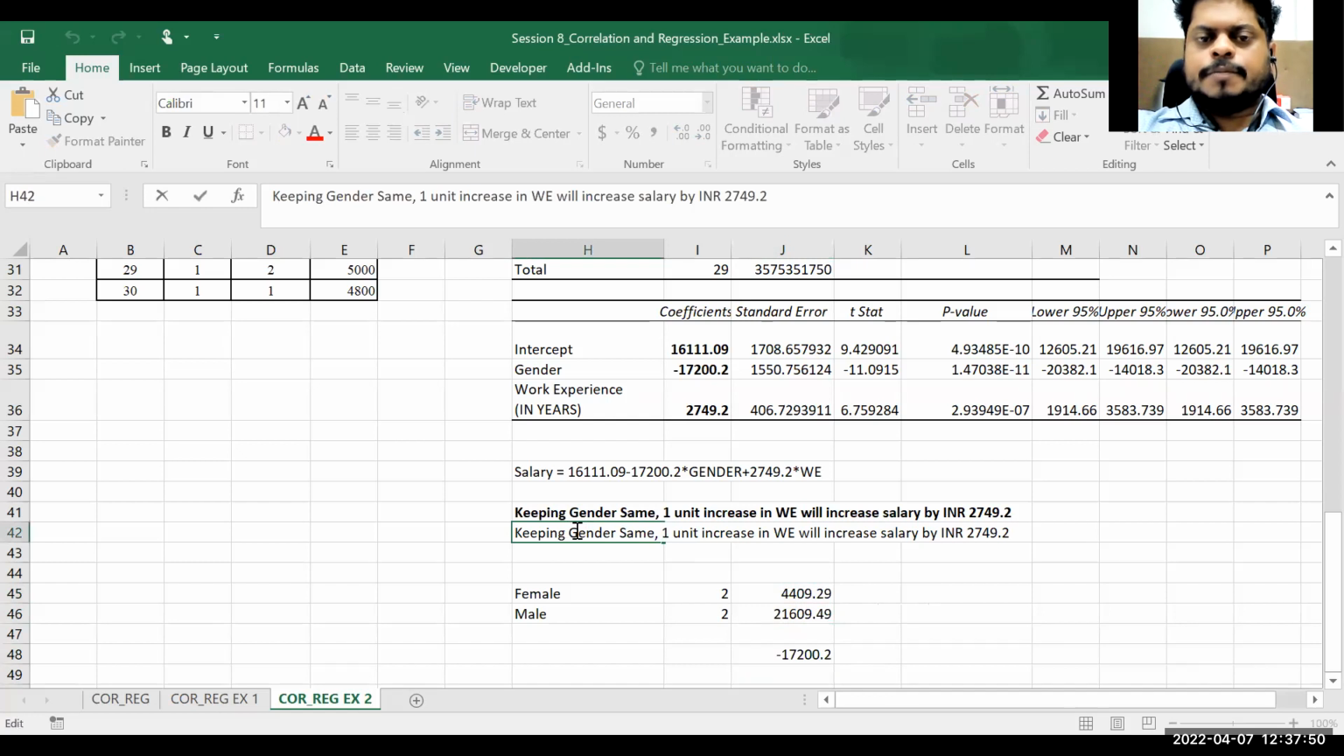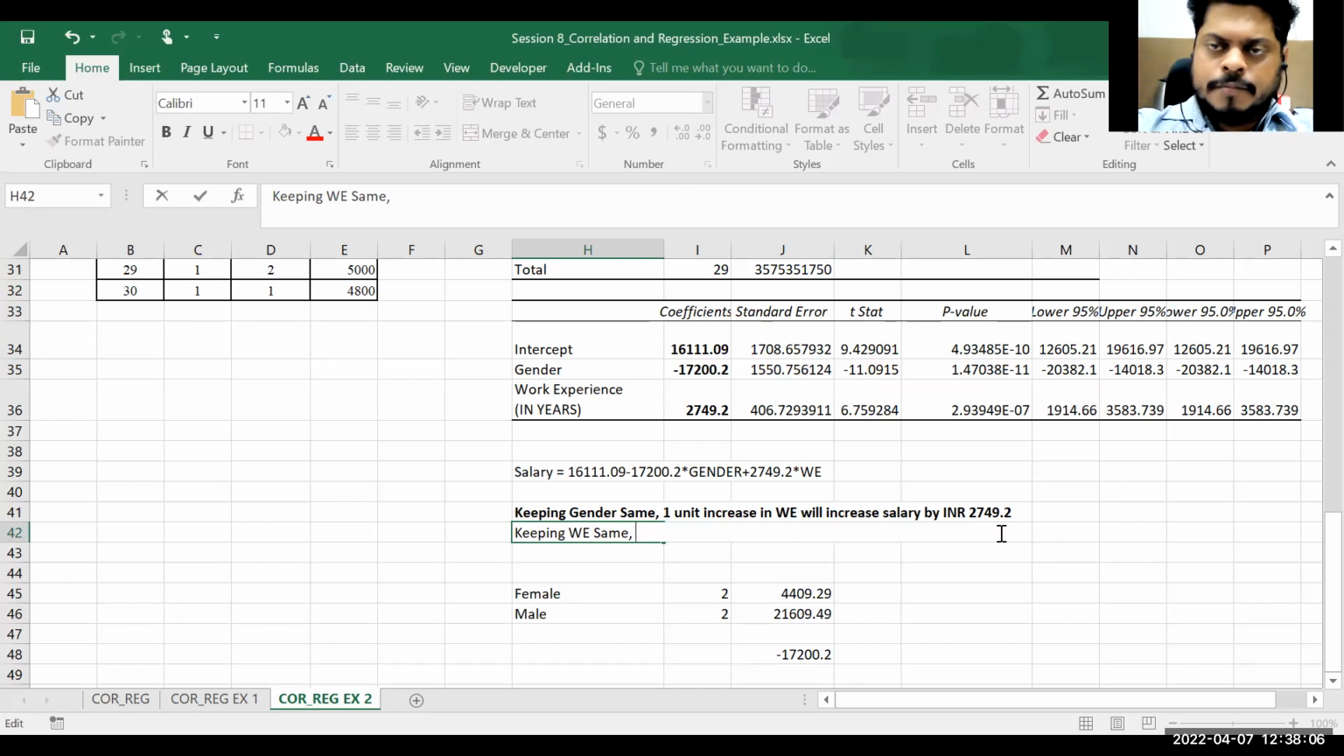So what does it mean? Keeping work experience the same, if I have two employees who have the same work experience, it doesn't matter whether 2, 5, or 10, within the range of numbers I have taken, right? Who is my base level? Male employees I have taken as 0, that is my base level, right? So now my interpretation will be for the other label: female employees will earn INR 17,200 less than male employees.